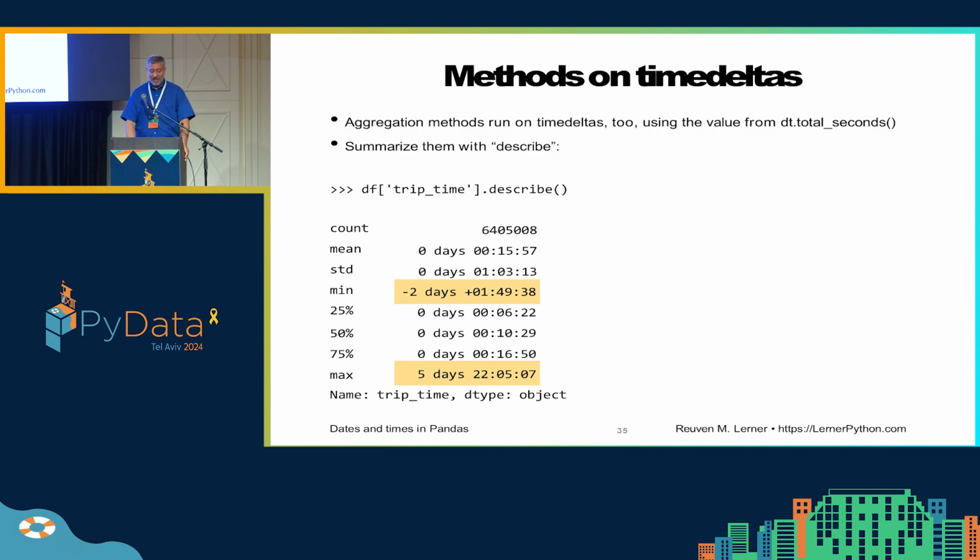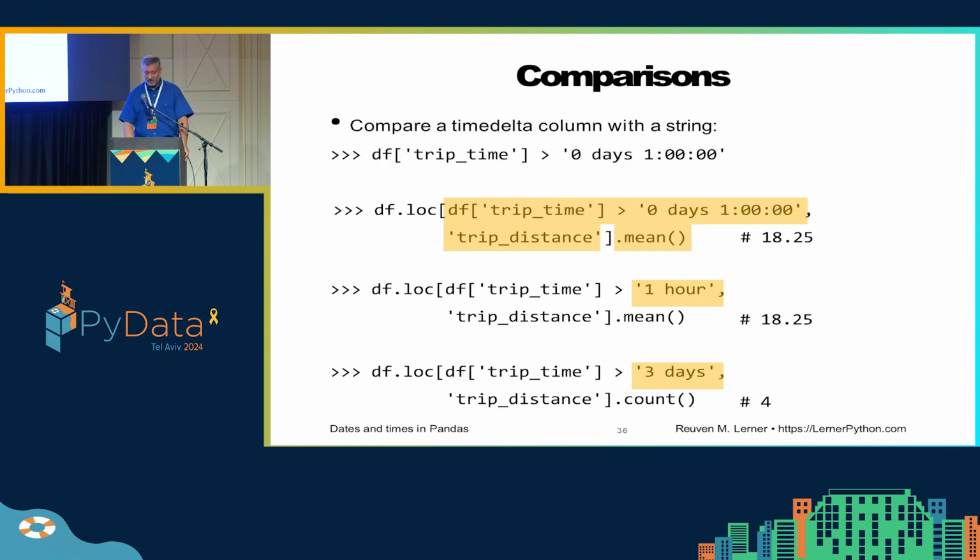So I can then use aggregation methods on time deltas using total seconds. I can even do describe. And we can see here that the shortest trip was minus 2 days long, and the longest trip was nearly 6 days long. I know, it sometimes feels like you're in a taxi for 6 days, but to actually be there for 6 days seems a little extreme. I think I actually checked, and that person paid like $2 for the privilege, so, although cheaper than a hotel.